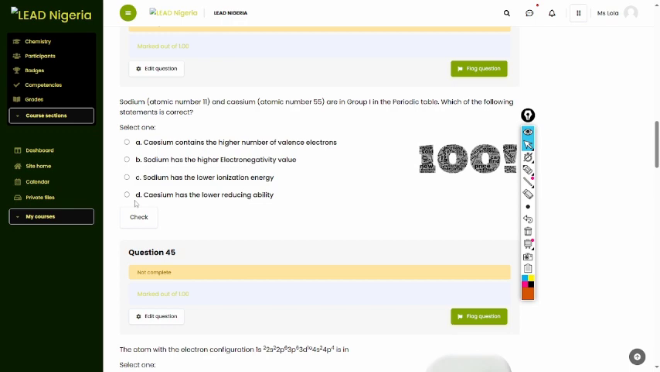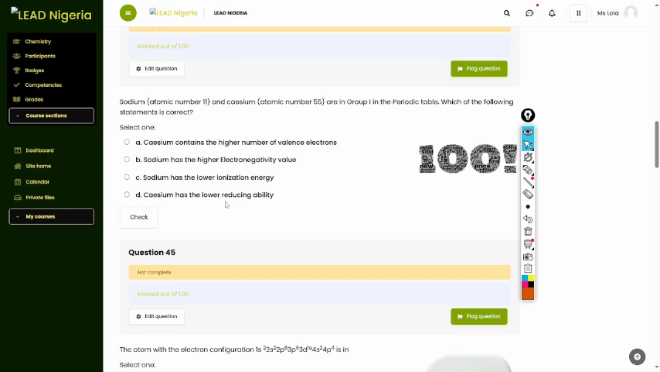D, cesium has a lower reducing ability. So the reducing ability of metals increases as you go down the group. As the period increases, the reducing ability increases because reducing ability depends on the ability of that atom to lose electron. And cesium loses electron more easily than sodium, so it has a higher reducing ability than sodium.